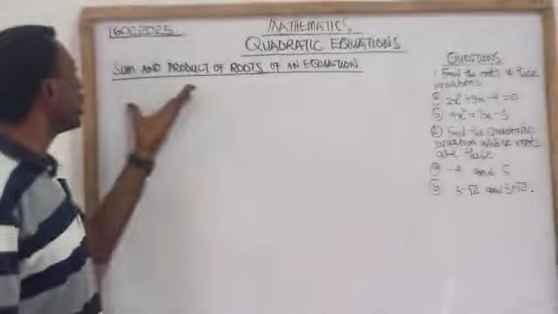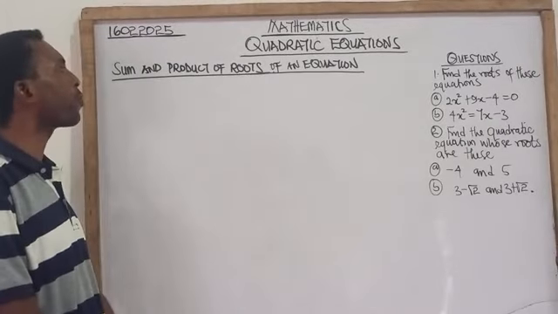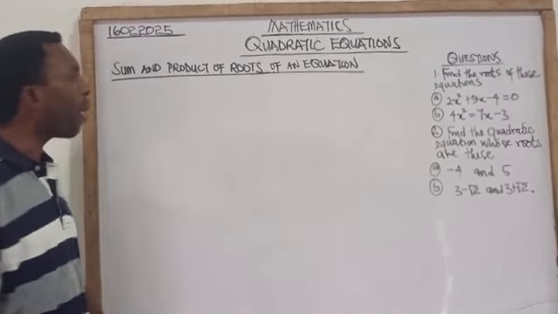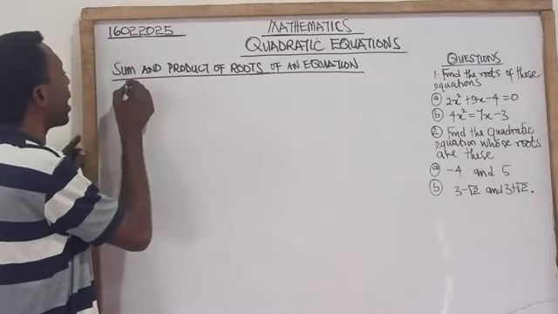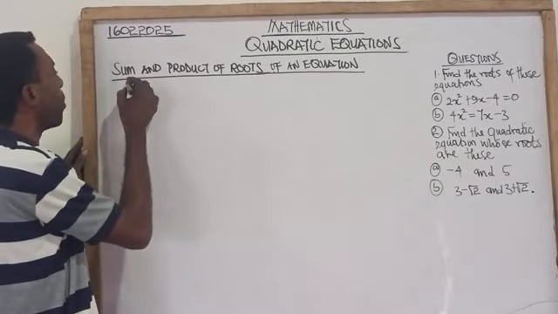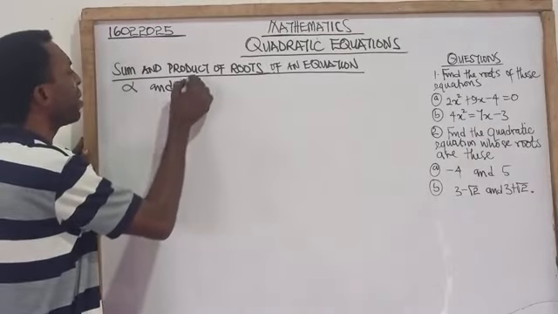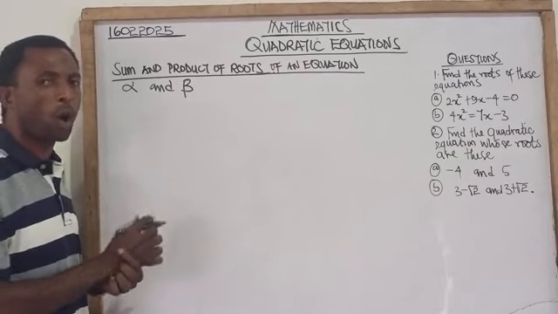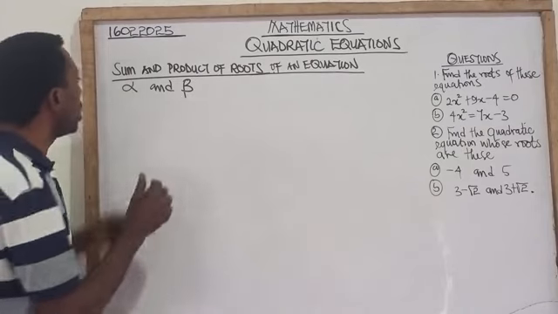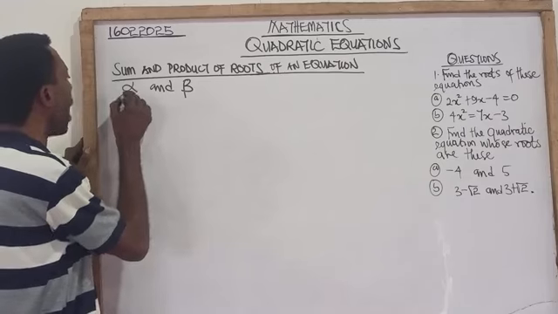Now we are into sum and product of roots of an equation. How do we use that? In this context, we are using two symbols, alpha and beta, to represent the roots of any given equation. So if that should be, then we have this.